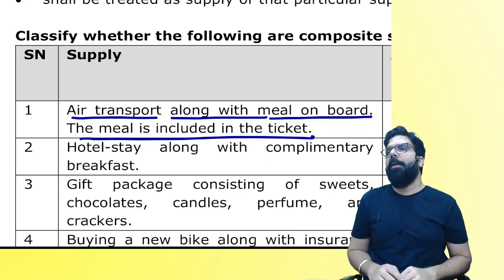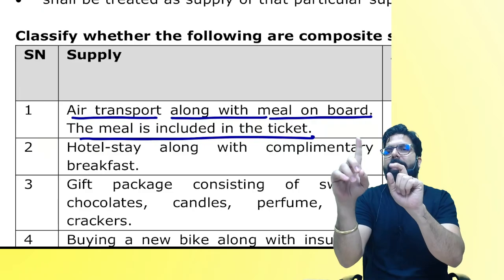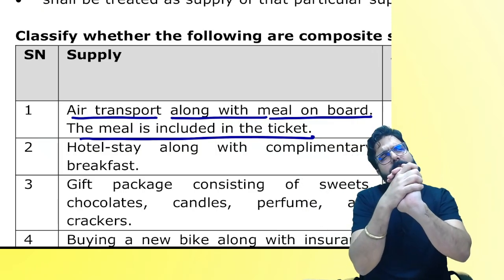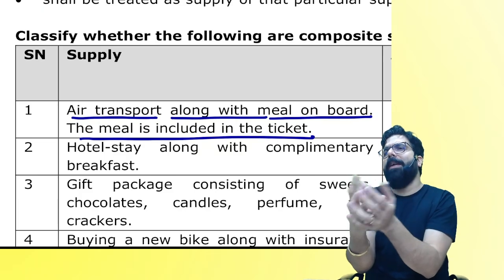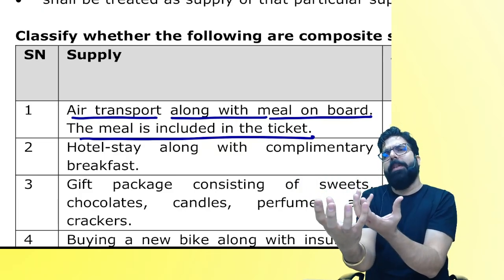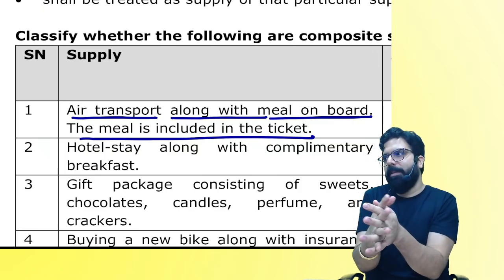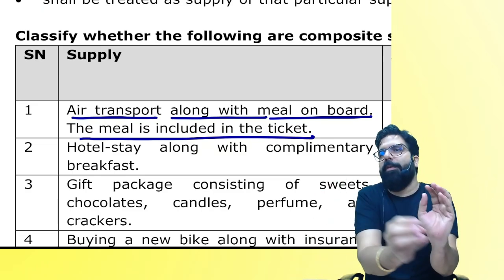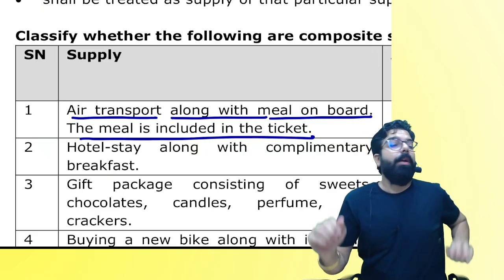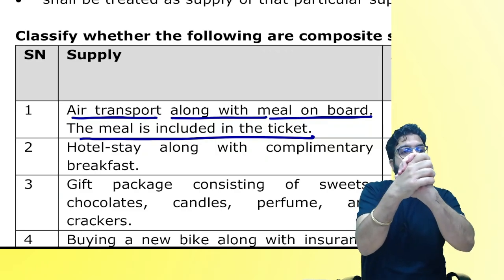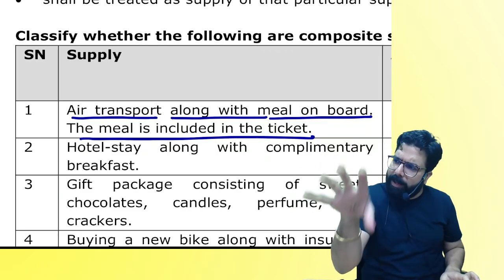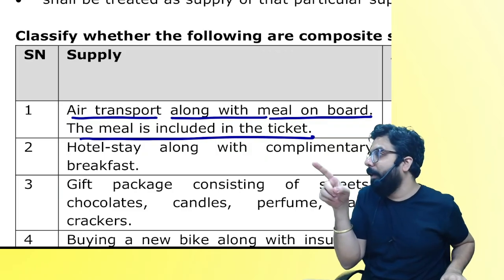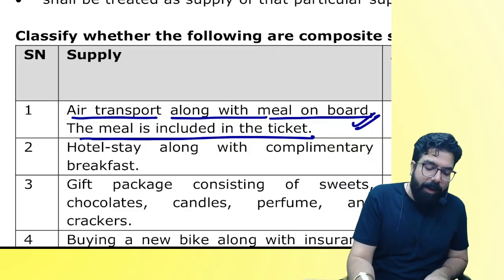My question. Is it two or more taxable supplies? Air transport plus food. Are they a natural bundle? Yes or no, everyone? Naturally, when you go in a flight, they give you meal along with the ticket. If you're flying with some cheap flight, then they might not give. But if you're flying with a good airline, they give you the meals. Air transport plus meal is a natural bundle. Generally, it is given together in the ordinary course. What is the principal supply? Air transport was the main thing. So hence, what rate will apply?